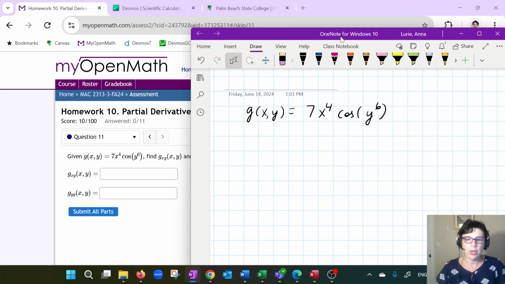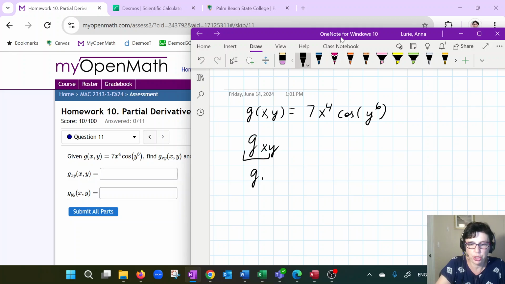In this video, we are going to take a look at finding second partial derivatives. First, we are going to find gxy. What that means is that you first take the derivative with respect to x, and then whatever you get, you continue taking the derivative, but this time with respect to y. And then if it's gyy, what that means is first take the derivative with respect to y and follow that by another derivative also with respect to y.